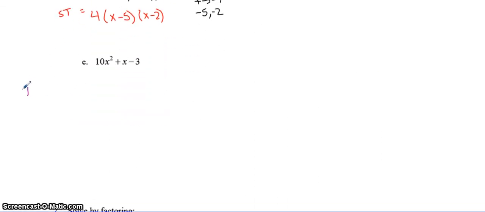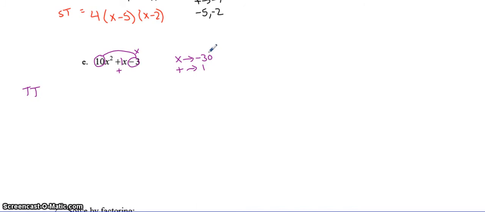Lastly, the tricky trinomial. In order to factor this, you had to take the 10 and multiply it by the negative 3. And now in this case, you need to find two numbers that multiply to negative 30. And the negative 30 comes from 10 times negative 3. And they have to add up to the middle number. And remember, when there's no middle number showing, the coefficient is 1. So they have to add up to 1.